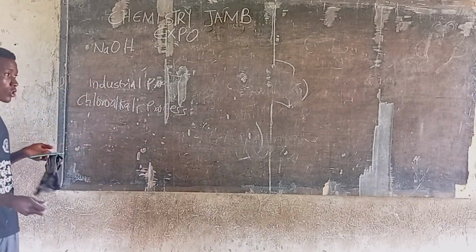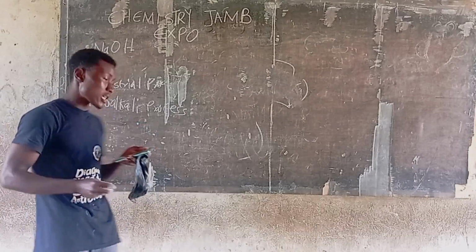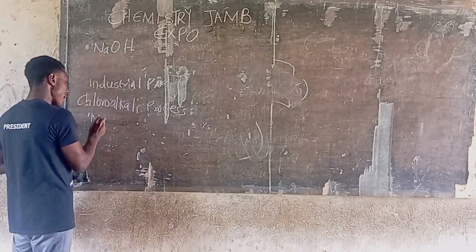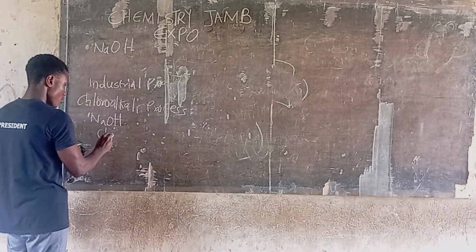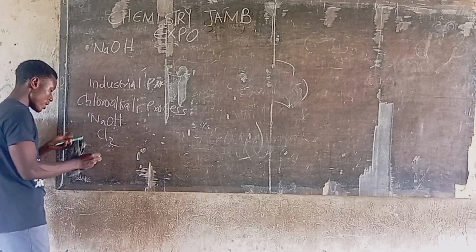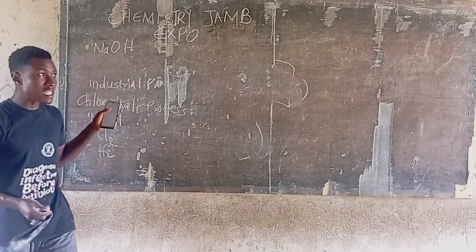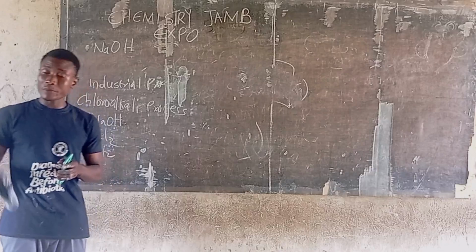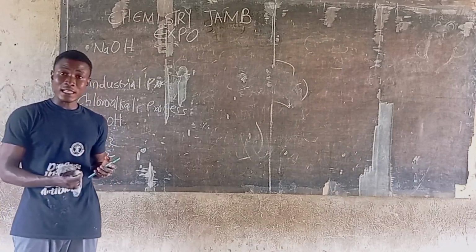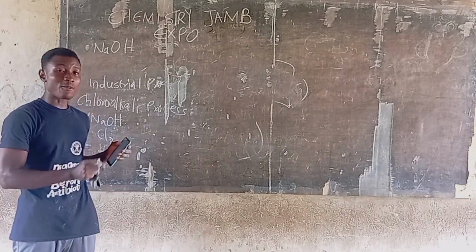And now the products of this particular reaction, the chloroalkali process, can be sodium hydroxide, which is number 1. It can also be chlorine, and it can also be hydrogen gas. So this is simply the industrial and laboratory preparation of substances in chemistry. Please take note of this and put them into practice.